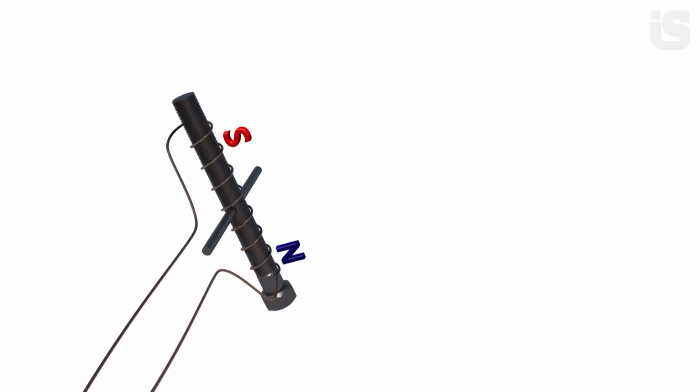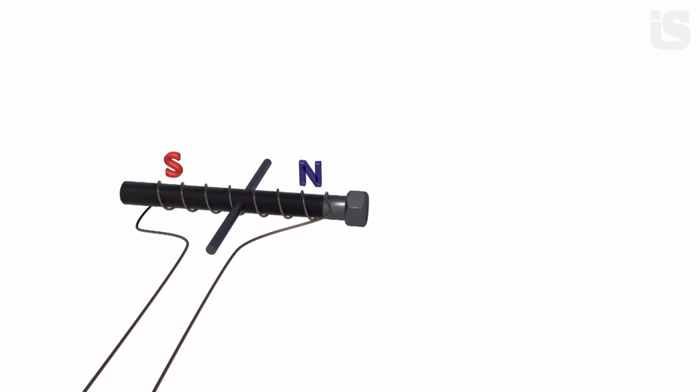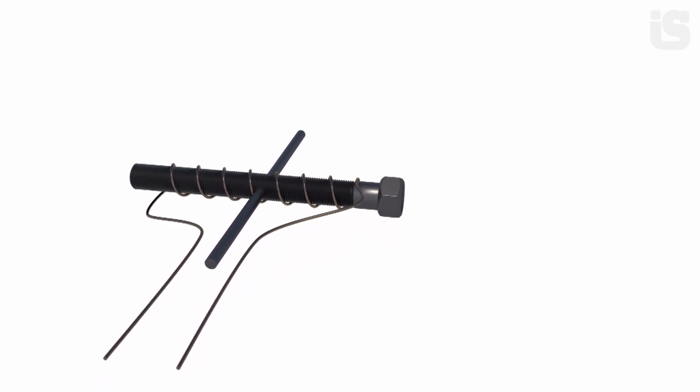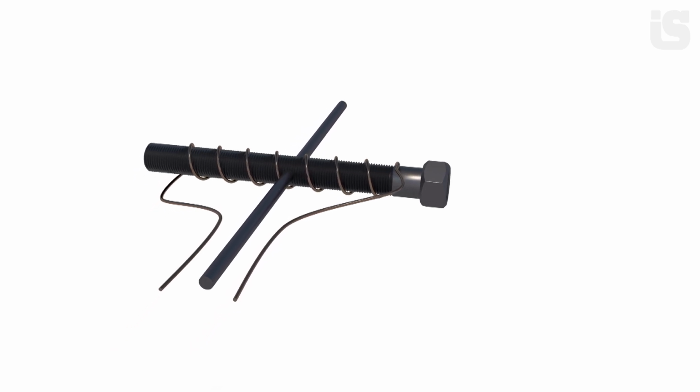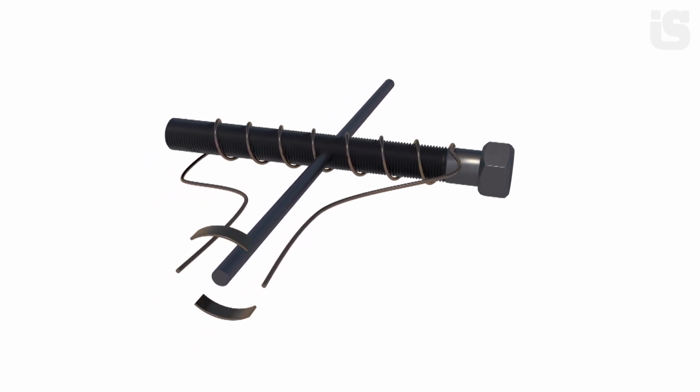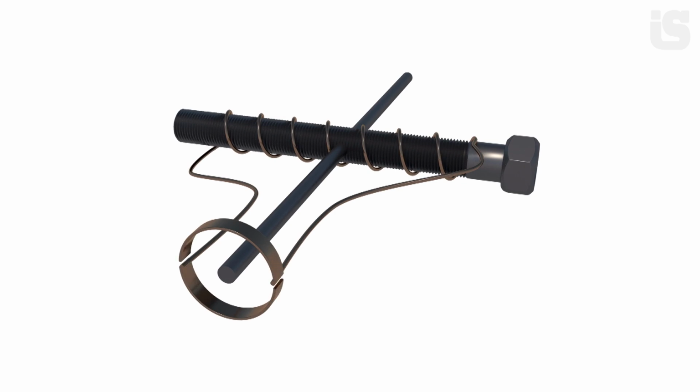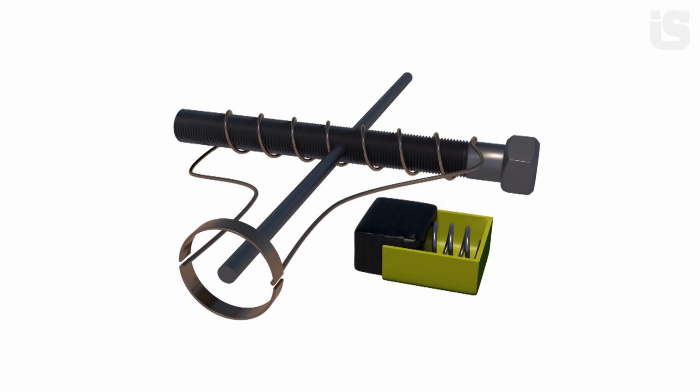We need to change something in the design. The ends of the electrical wire need to be made shorter. The rotation shaft of the electromagnet needs to be lengthened. Add a commutator. This is a ring with slots. The commutator will rotate together with the armature.